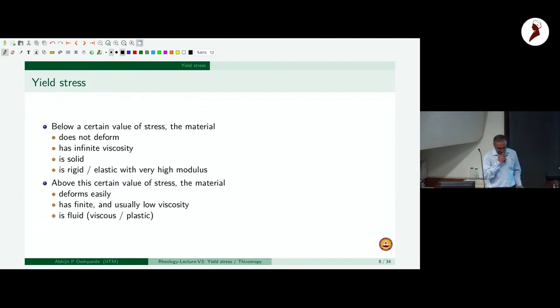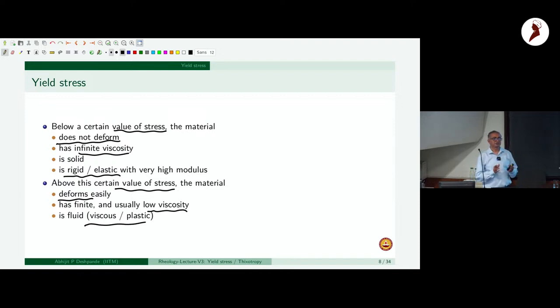Traditionally, what we say is below a certain value of stress, the material either does not deform or has infinite viscosity, and it's basically rigid, or even if it's elastic, it's elastic with a very, very high modulus. Above this value of stress, it deforms very easily. It has low viscosity and is basically fluid. In terms of metal plasticity and the yield that we talk about, there are some differences in the underlying mechanisms of dissipation once post-yielding happens. Also, the description in terms of measurement of yield point varies greatly for many of these fluid-like systems.